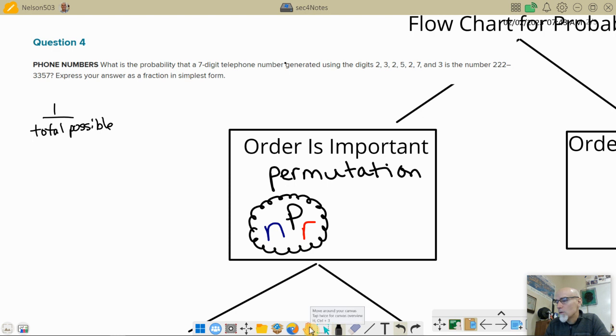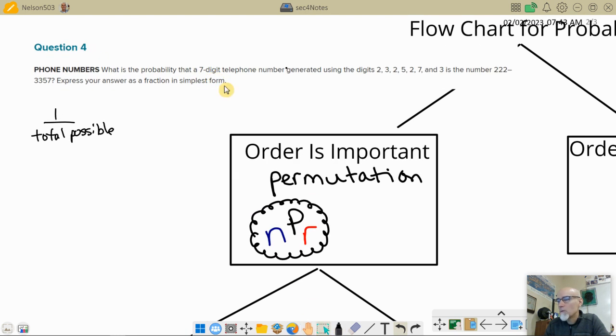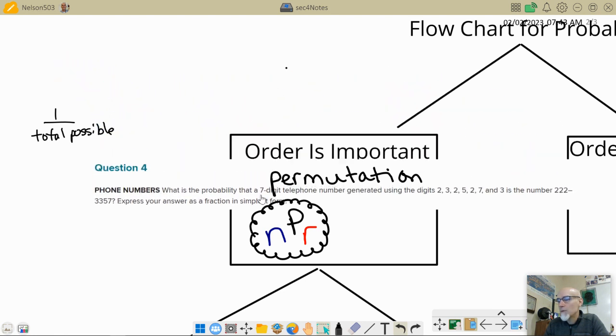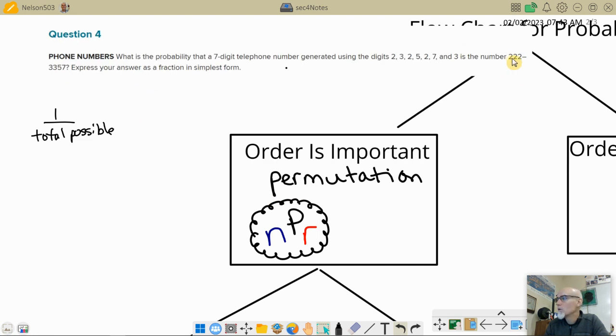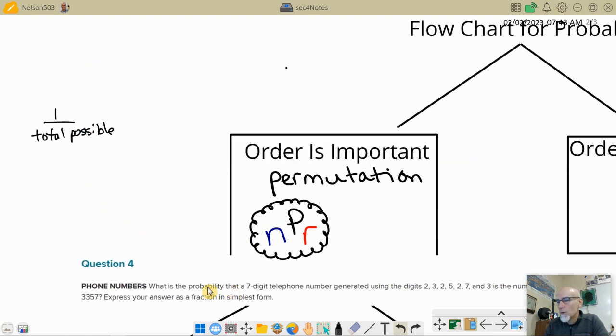So what I need to do is I need to figure out where in the flow chart does that guy go, right? So right down here, is the order important in a number? Absolutely, it's important, right? Like if I would have put the number 5 first, well, that would not be the same number, right? So the order is super important.